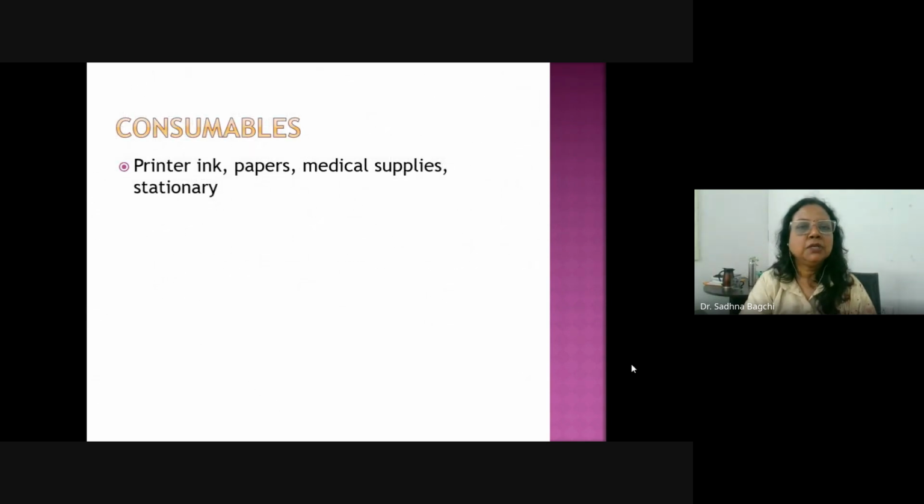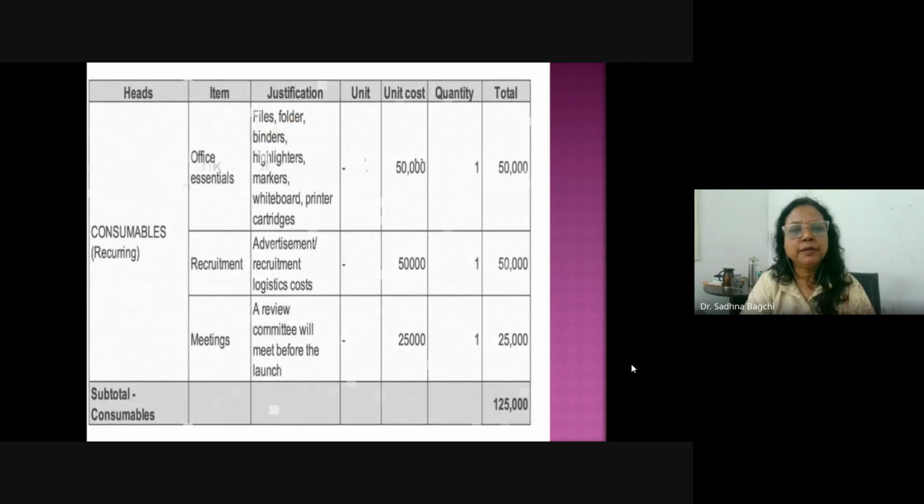Okay. Now the consumables part: printer ink, paper, medical supplies, stationery, etc. So many things. In a similar way, this is the fourth part of the budget, where we have to show the consumable items in a separate manner.